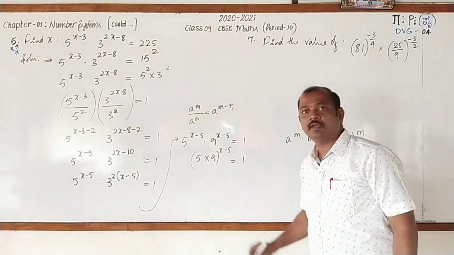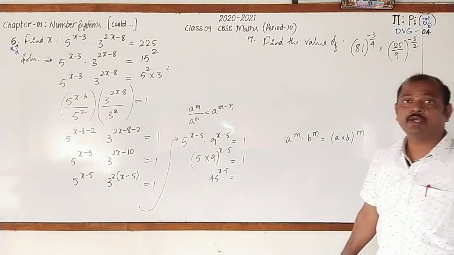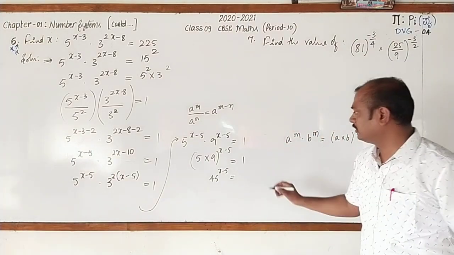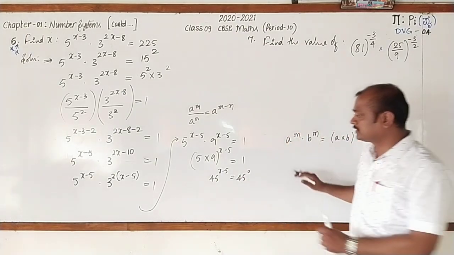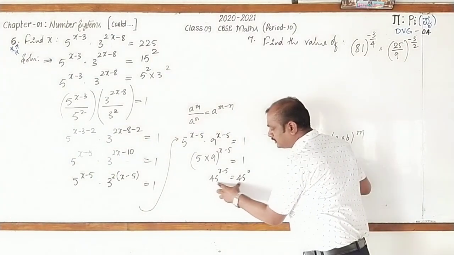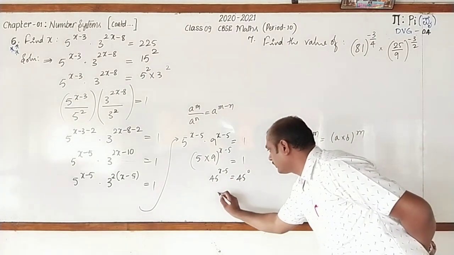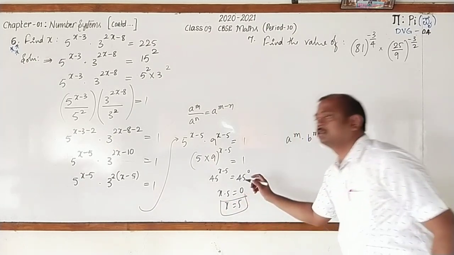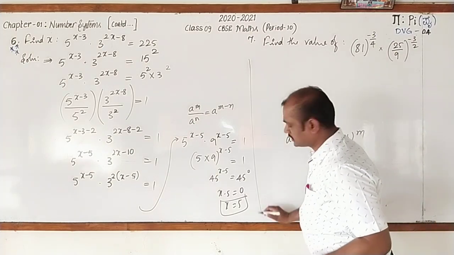What is 5 9s are? 45. 45 raised to the power x minus 5 equals 1. We all know that 1 is anything raised to the power 0. So I can go for writing 45 raised to the power 0. The reason is here 45 is there. If you take the same base, then you can go for equating the powers. As bases are same, I can write x minus 5 is equal to 0, then x equal to 5. This is the value of x. Okay. Now, just observe the next one.